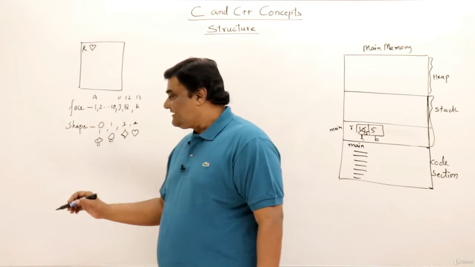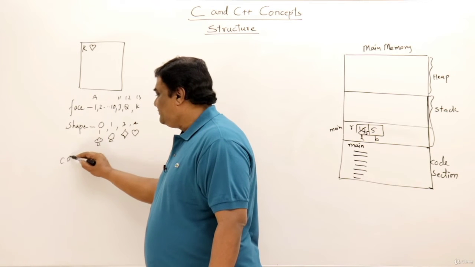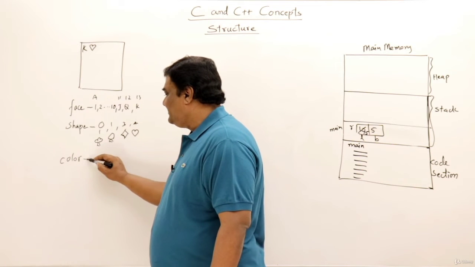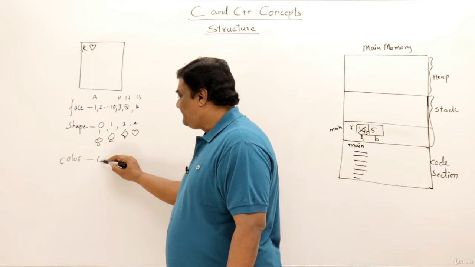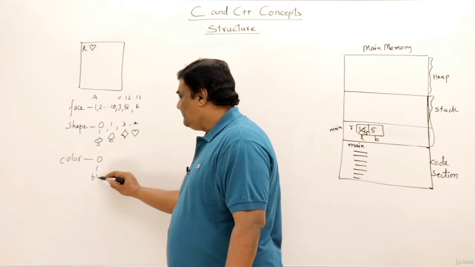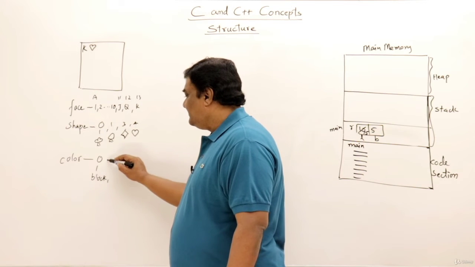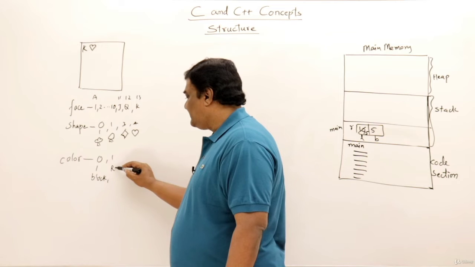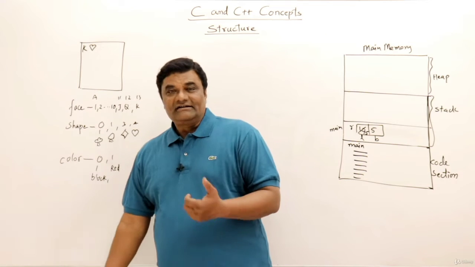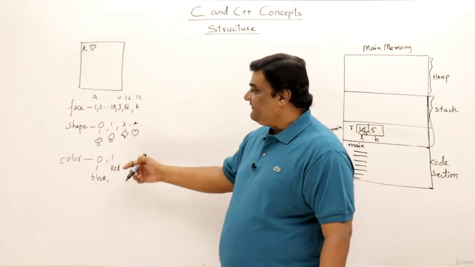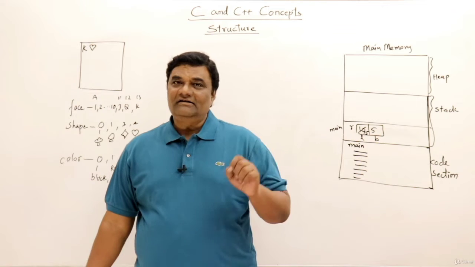Then now next thing is color. As there are only 2 colors, I will define colors also in terms of codes. Let us say 0 for black color and 1 for red color, right? So 1 for red color. So black and red color. So this is how we can define a playing card.